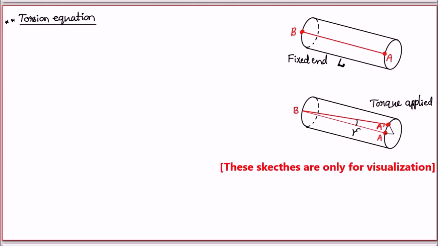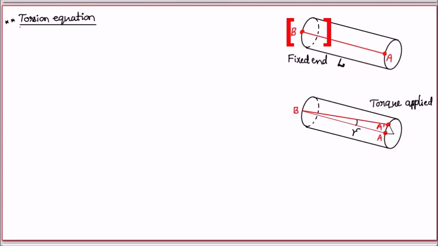Before deriving, let us consider a shaft which undergoes twisting. Just observe these two sketches. In the very first sketch, you can see a shaft and the points A and B are representing a horizontal line on the surface of the shaft. Point A is the point on the circumference of the cross section here. Point B is the corresponding point on the fixed end. So AB is representing the length of the shaft. So let us say the length of the shaft is L.